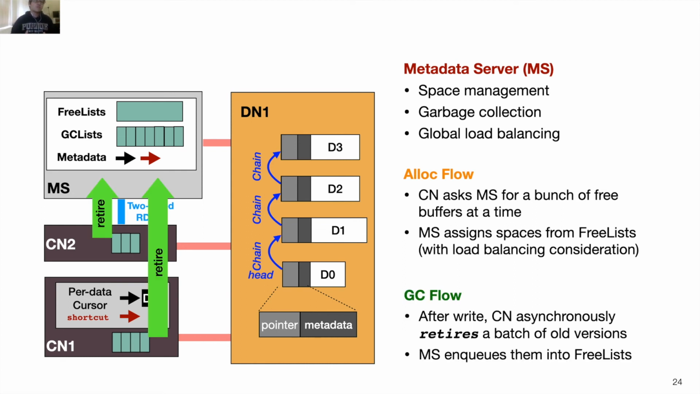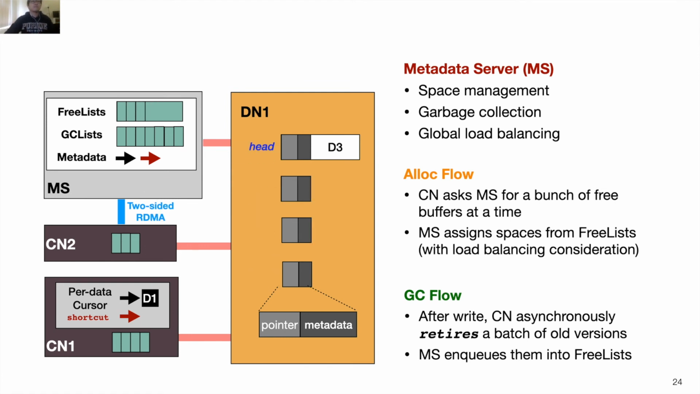Clover creates a new data version for every write. All the older versions need to be recycled. To move this recycling operation off the performance critical path, we let CN send the retire requests asynchronously and in a batched way to MS, which in turn feeds them into a free list for future allocations.